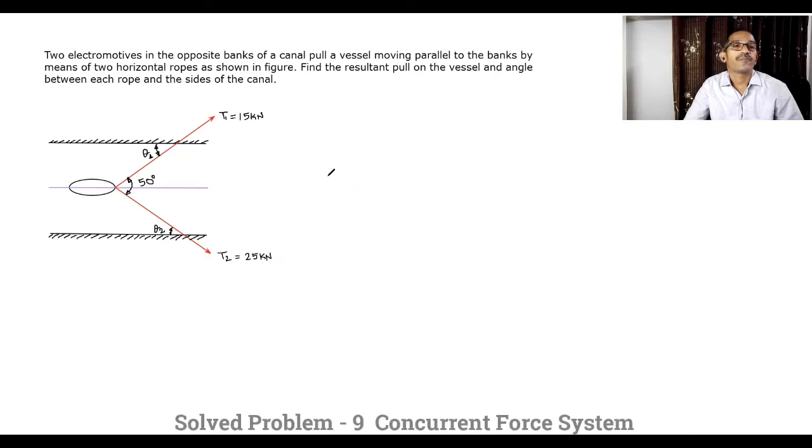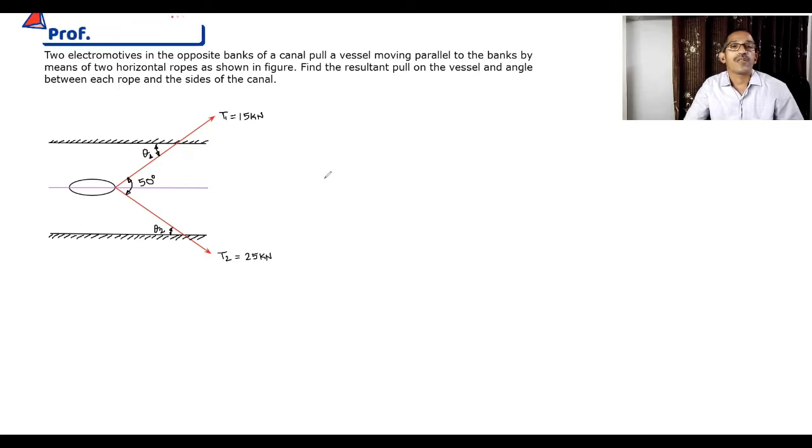Hello students, we'll solve a problem on a concurrent force system. What is given in this problem? Two electromotives on the opposite banks of a canal pull a vessel moving parallel to the banks by means of two horizontal ropes as shown in the figure.